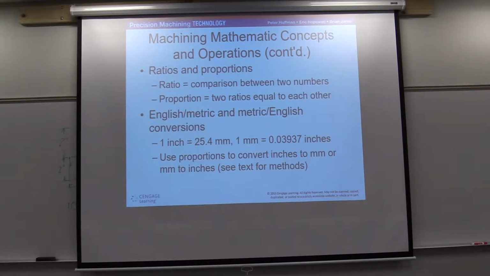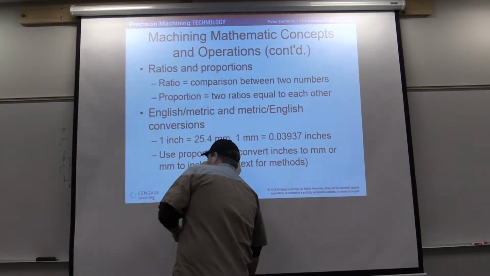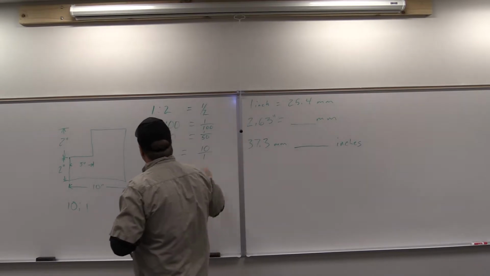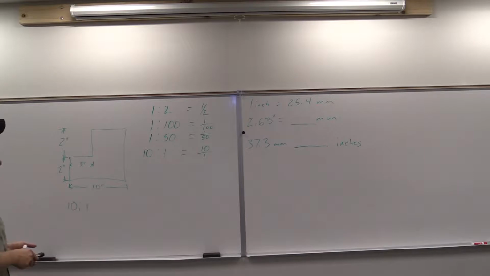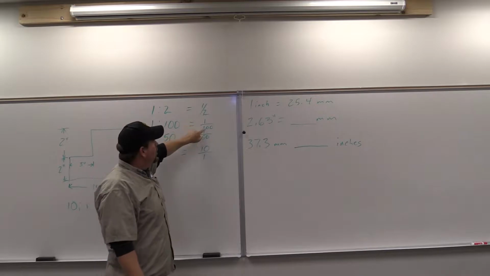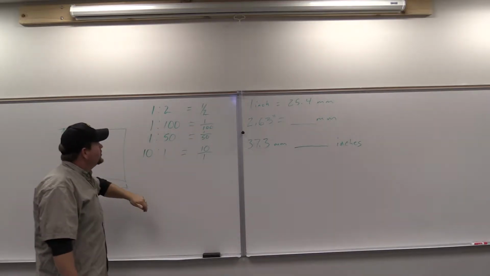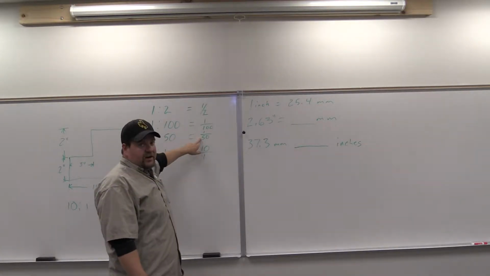So real quick, a good example of a ratio is 1 to 2, also known as half, okay? So say we have a different ratio of 1 to 100. Basically it's 1/100th of a part, so one part out of 100 parts. A fraction, correct? Ratio of 1 to 50, one part out of 50.